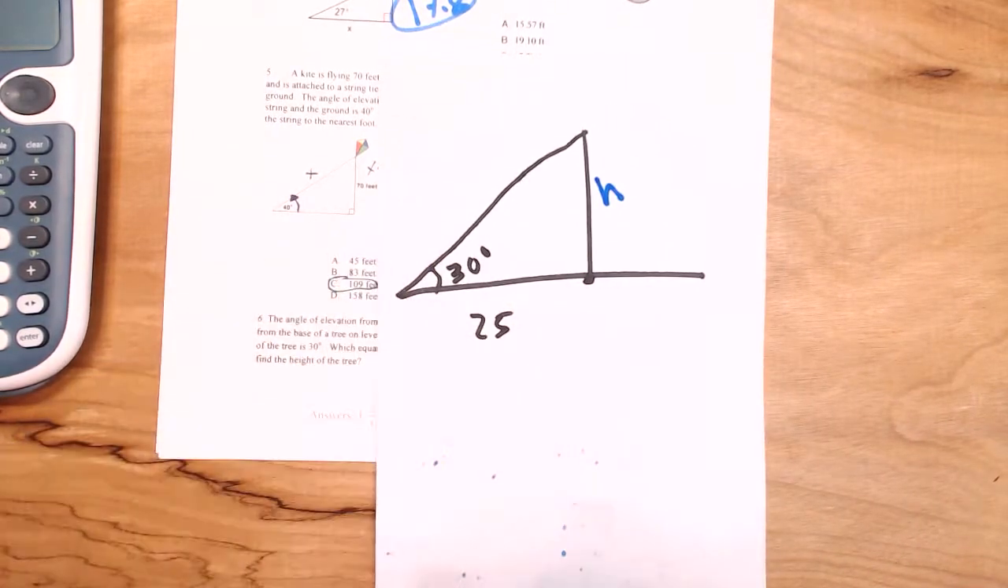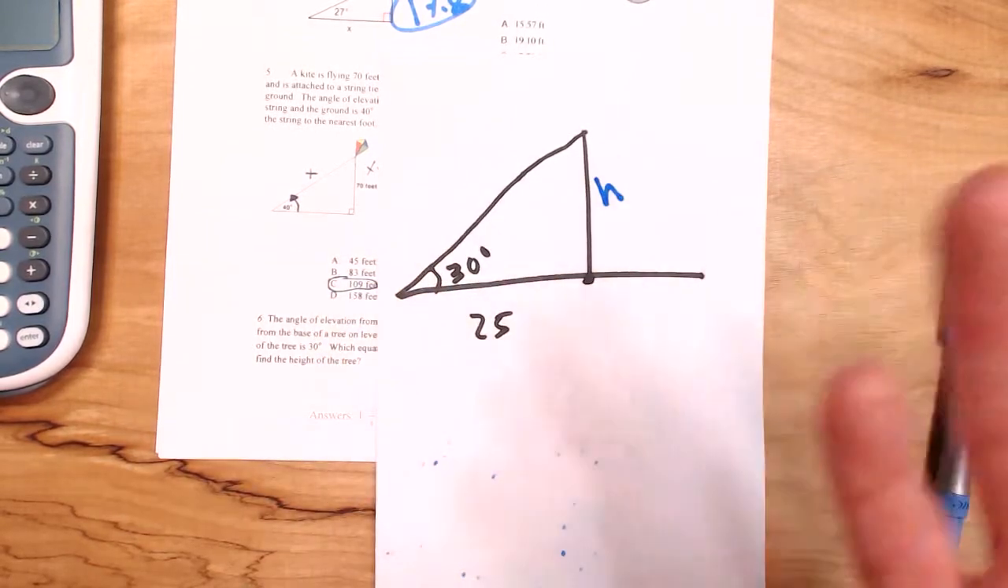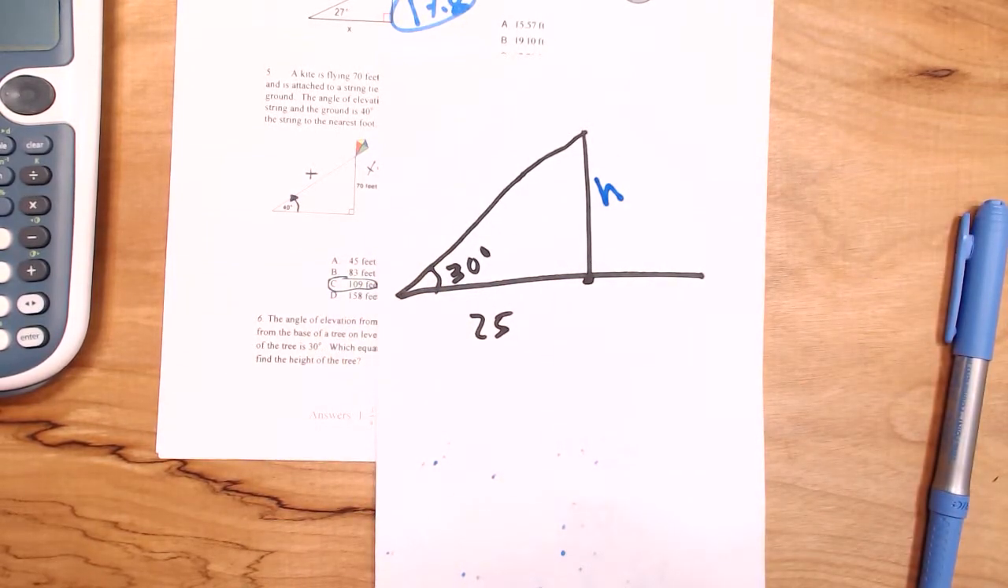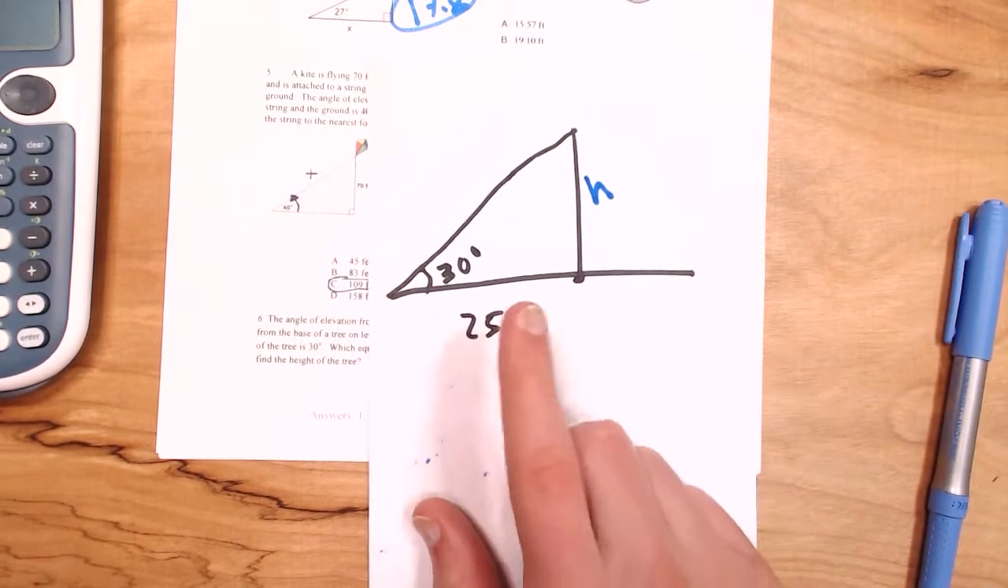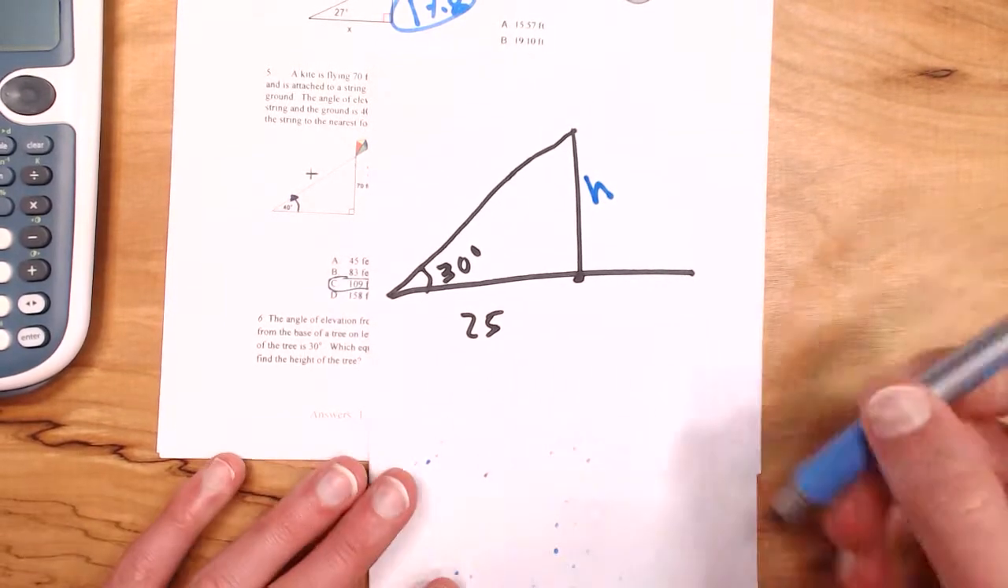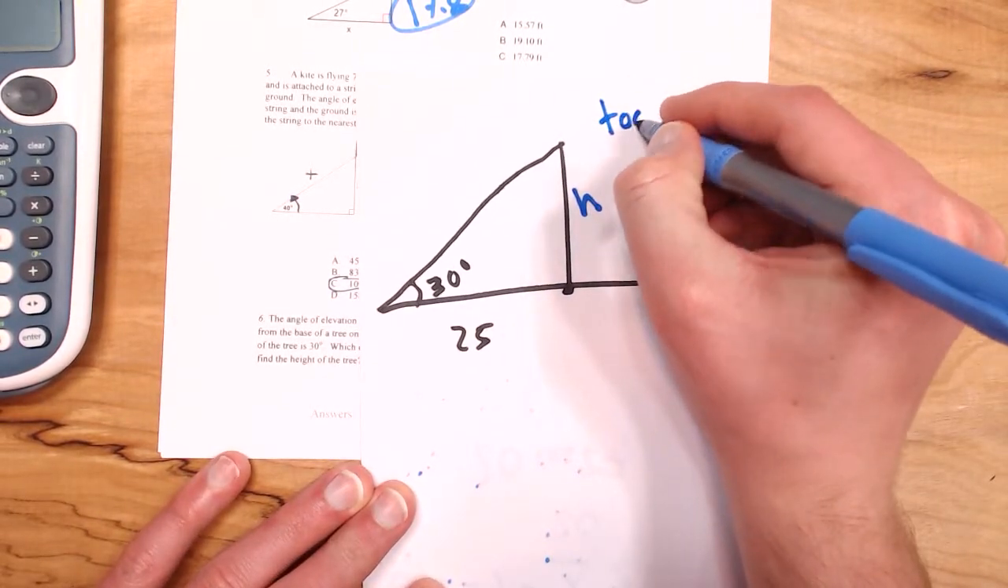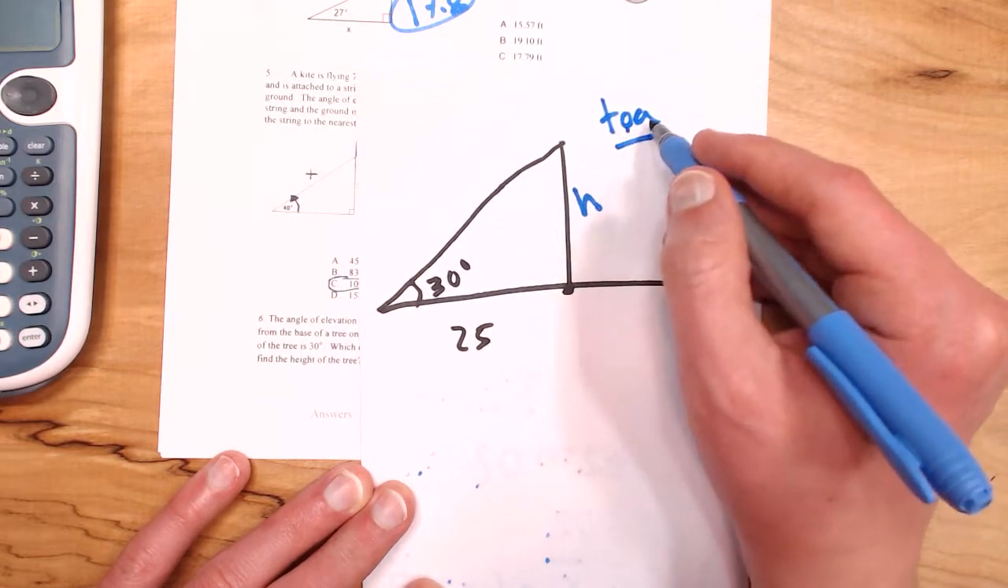And the question first is, which trigonometric ratio should we use? Should we use sine, cosine, or tangent? And so to figure that out, I needed to think, which two sides do I have? So right now I have the opposite, and I have the adjacent. So which one is that? That corresponds to TOA, T-O-A, so tangent is opposite over adjacent.